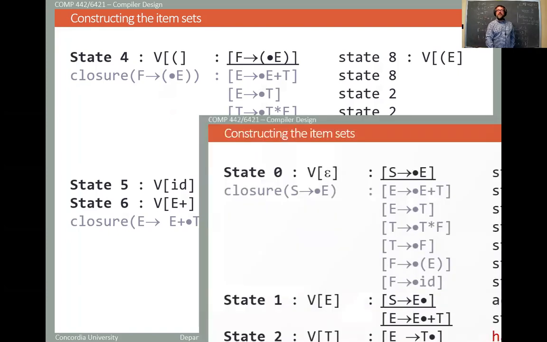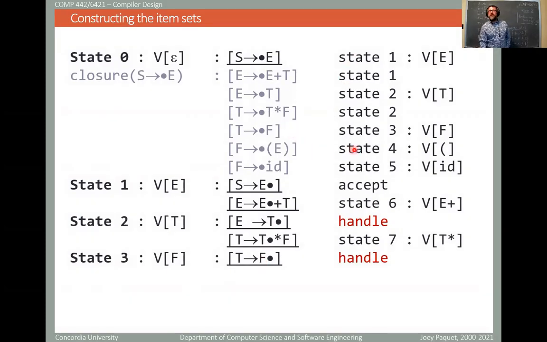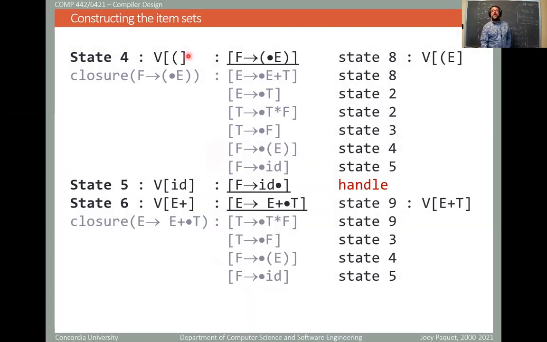So next, the unresolved state is state 4 here. State 4 is moving the dot after the closed parenthesis after V of nothing, which is V of open parenthesis. So I take this starting item, move the dot after here. Here I find myself in this interesting situation where I basically start all over again because I see an E after the dot.